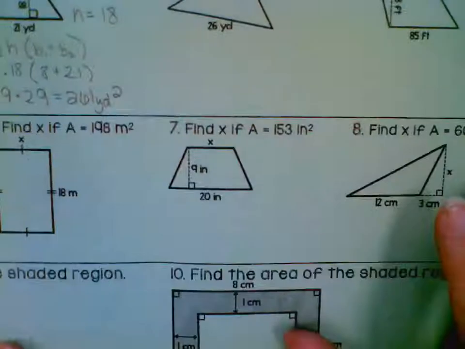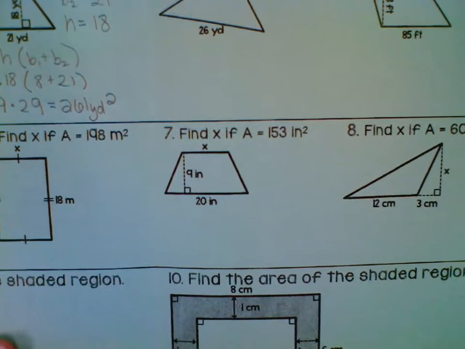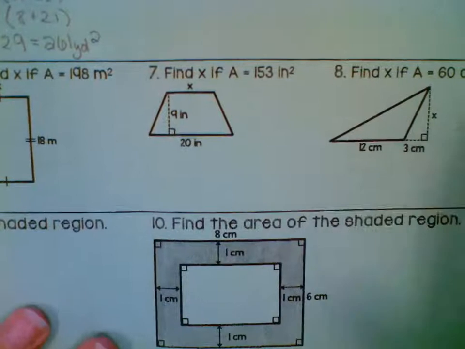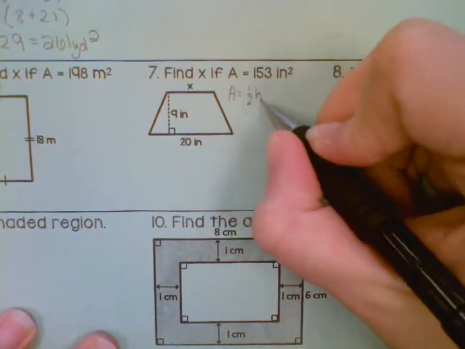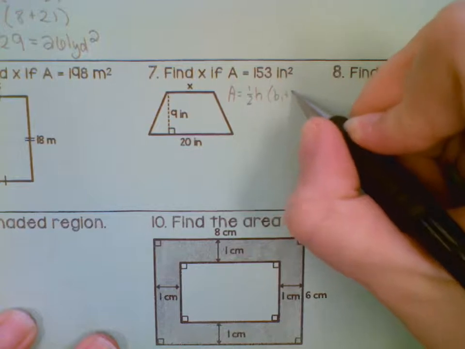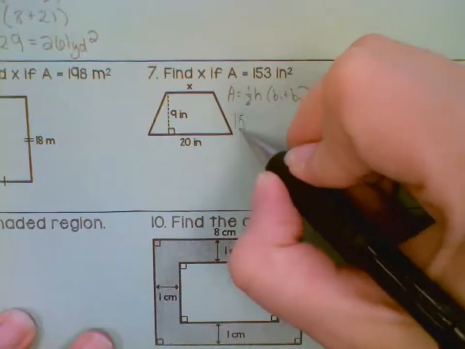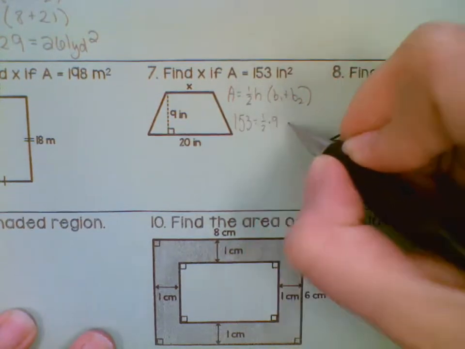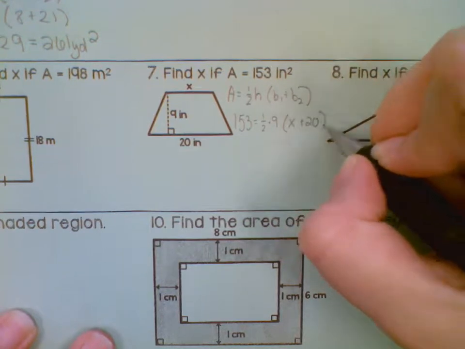Well, let's do number 7 and then you can go back and try 6. So this one's a little bit more complicated because the trapezoid formula is a little bit more complicated. So remember the formula is half times the height times the sum of the bases. So if we plug in everything we know, we have 153 equals 1/2 times 9 times x plus 20.